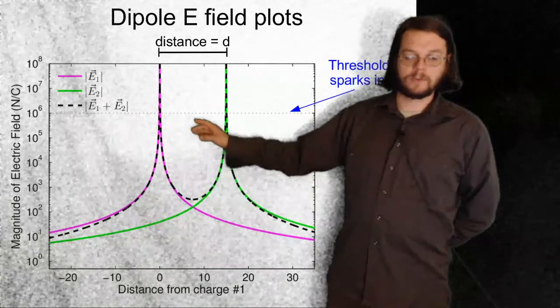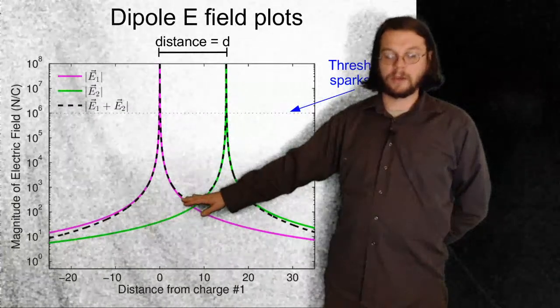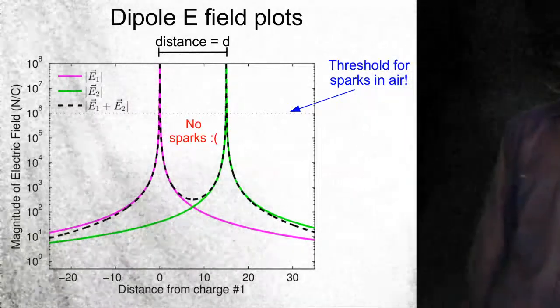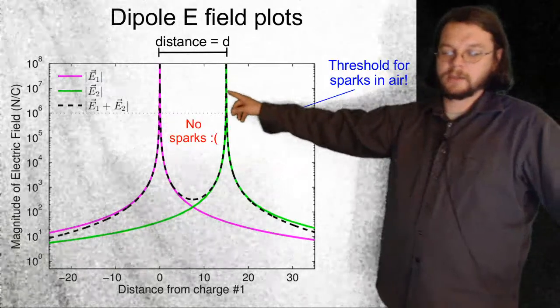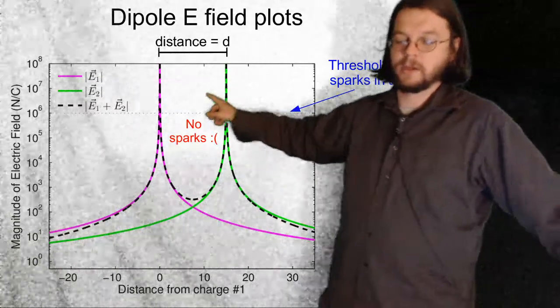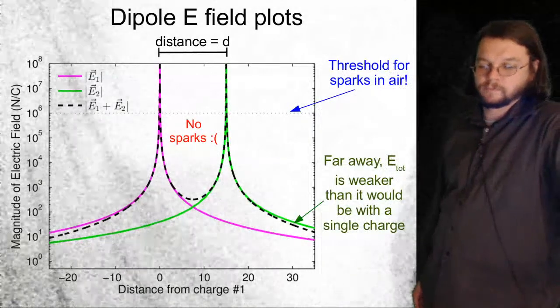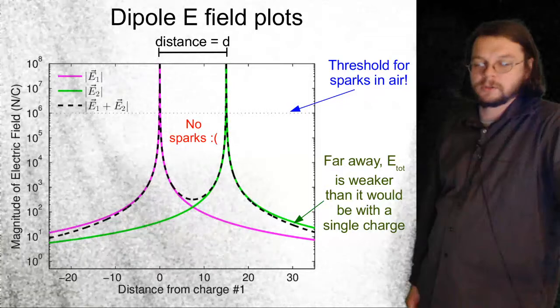So if this goes below the threshold for ionizing the air, then you're not going to get a spark, right? So, oh well, no sparks. It's only strong enough to ionize right close to this thing, but it's not strong enough to ionize all the way across. The fields are a little bit weaker than they would be if there's just one charge, because it's a positive and negative.